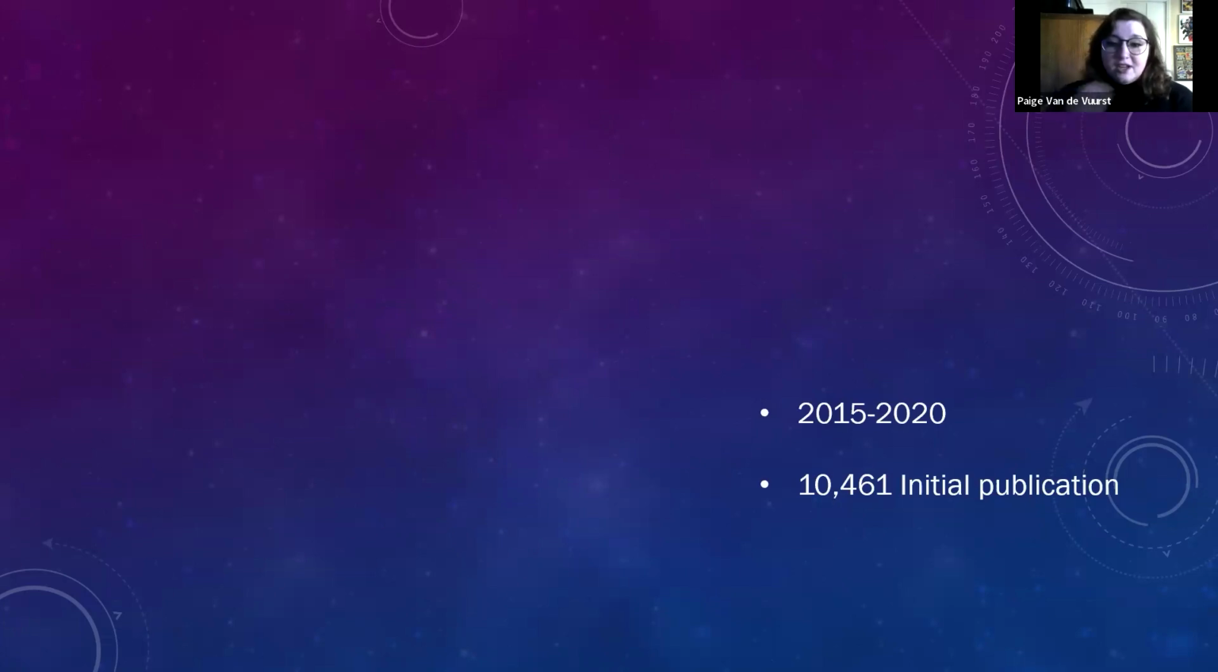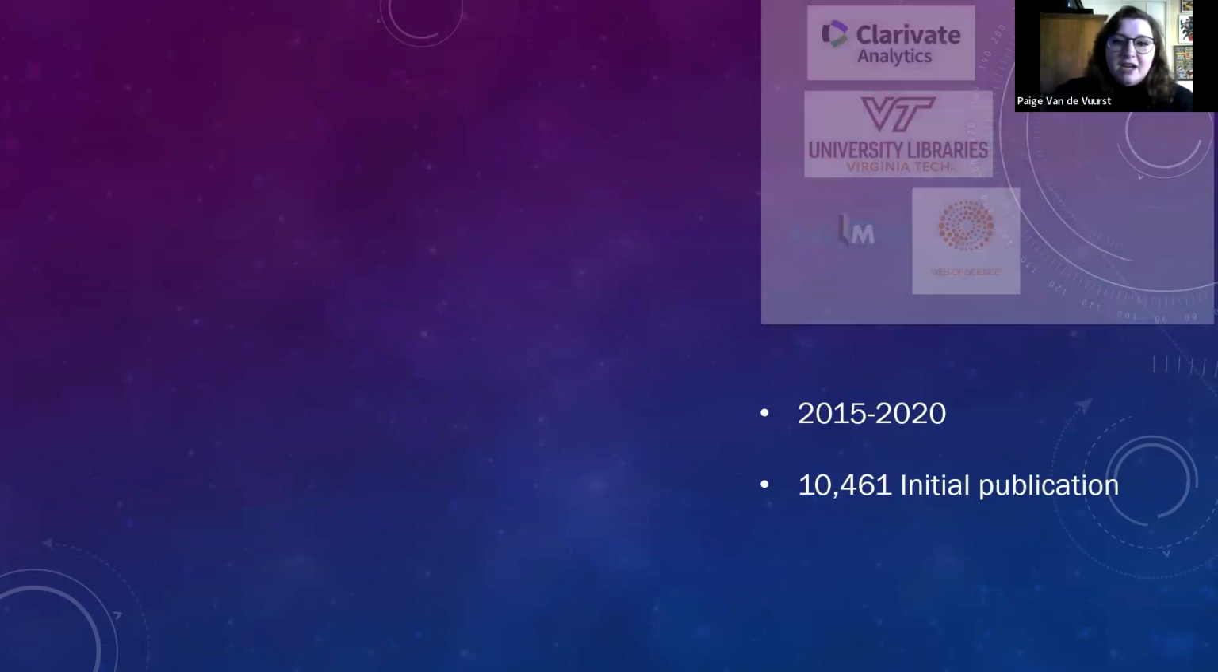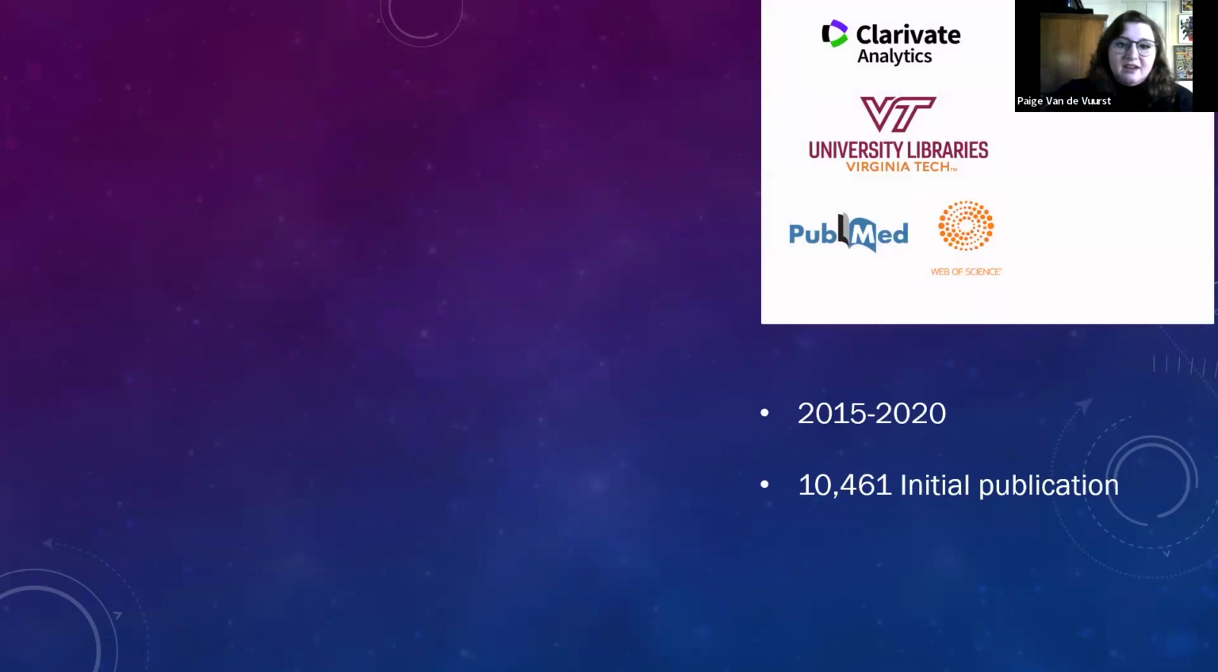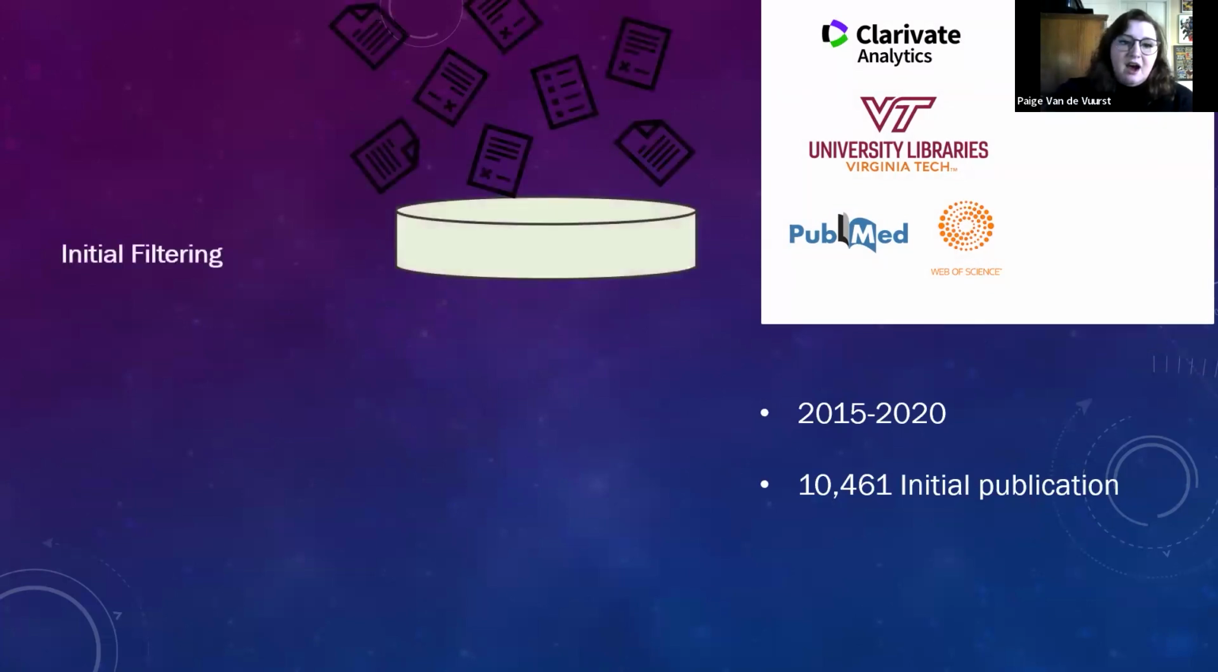Our initial search gained us over 10,000 publications that used the keywords of climate change and infectious disease. So there's an abundance of research on this topic. We collected these data from things like university libraries, Web of Science, PubMed, and Clarivate Analytics. And then we did an initial filtering of all of this research to see what the trends were here.